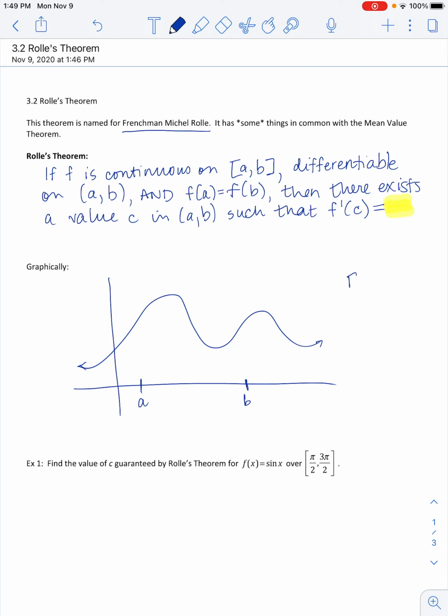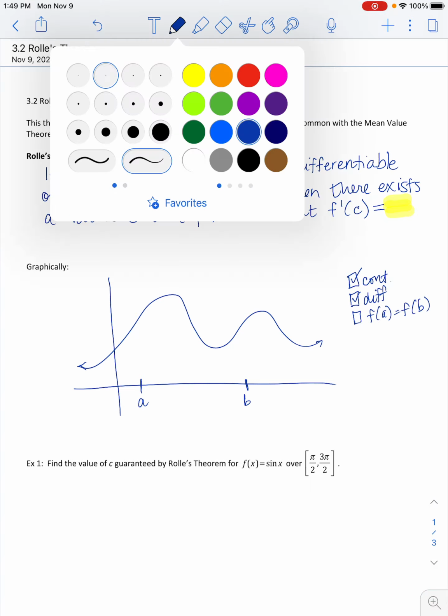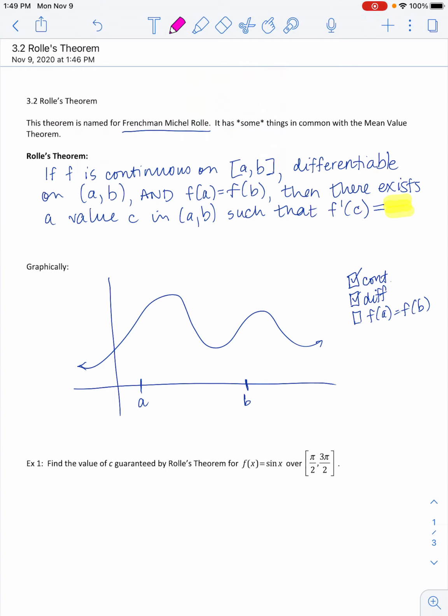So, again, like before, think about our checkboxes. This function is continuous, and it's differentiable on this interval a to b. Now we have to check and see if f of a equals f of b, right? And that's the new thing. That's the caveat here compared with the mean value theorem. So let's put points. Again, I have specifically chosen these points, so if you graph this and it's not exactly like mine, you'll notice a difference.